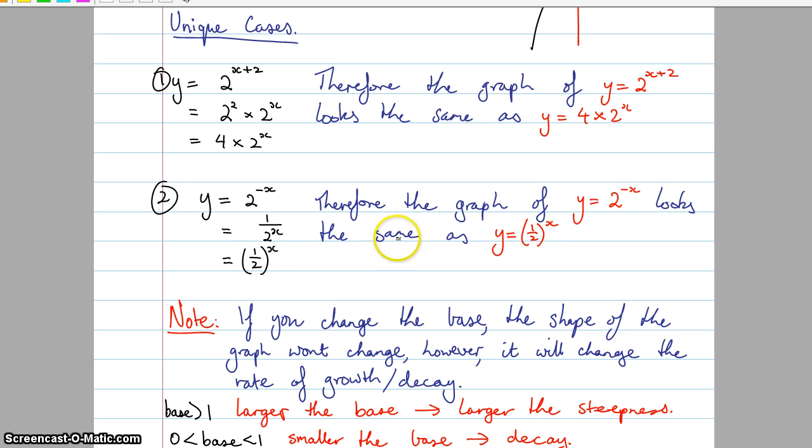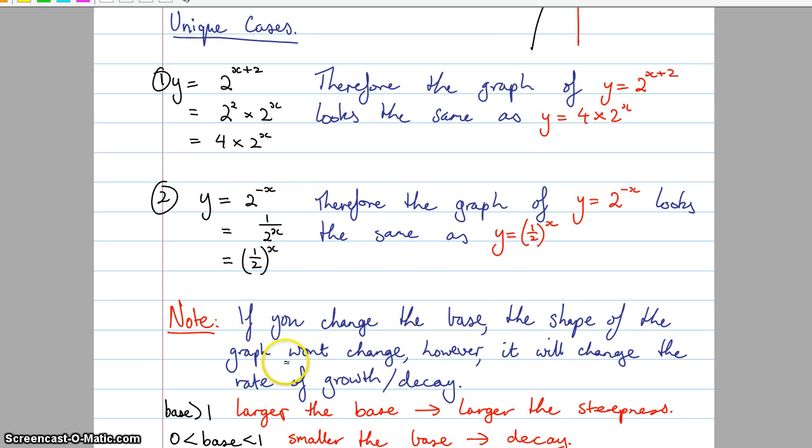So when you've got a fraction here, a number less than 1, then it's actually going to be exponential decay, which is the same as a reflection. Those two graphs look exactly the same. That can be a bit tricky. Ask me if you've got any questions about that. Otherwise, grab your CAS calculator out and start doing some things on that.